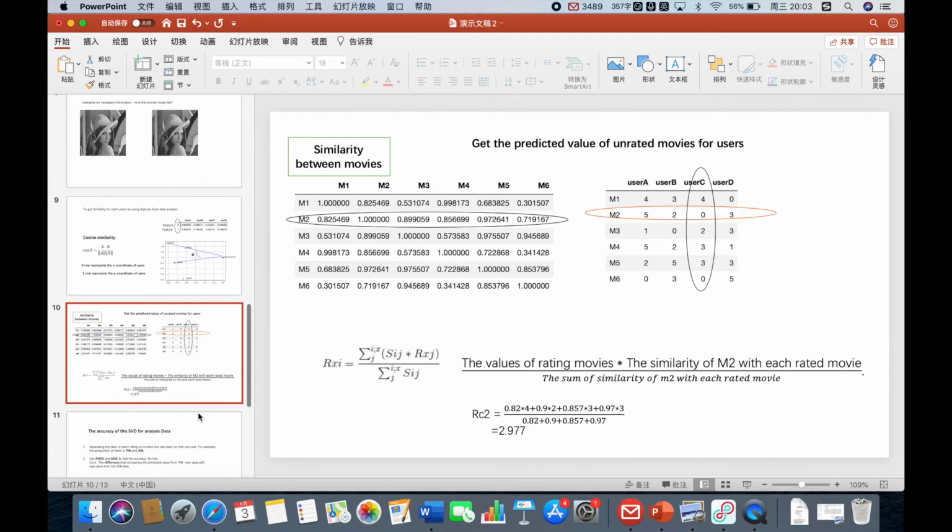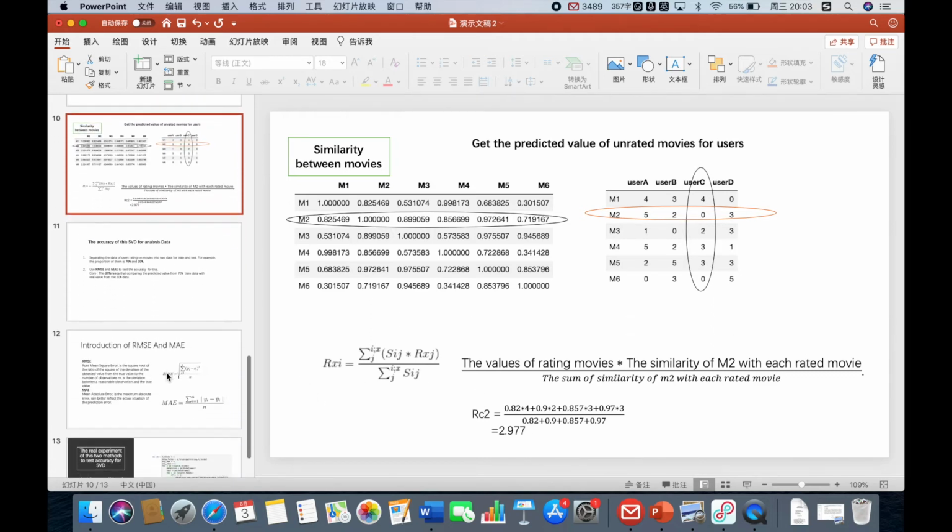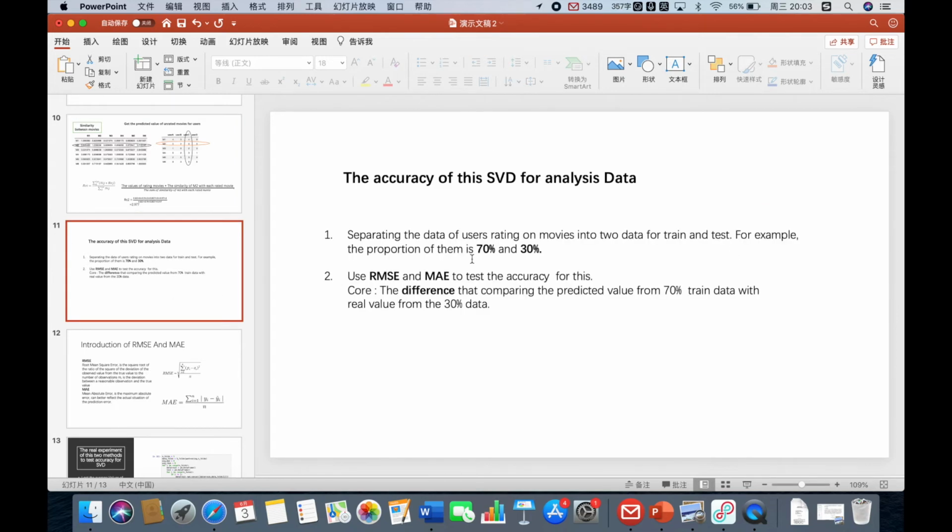Okay, this is the last step. We need to know if they are right, because it's just the predicted value. So we will test the accuracy of them. How do we do that? We will separate the whole data into train and test. We will separate them at a rate of 70% and 30%. And the methods to test them are RMSE and MAE.